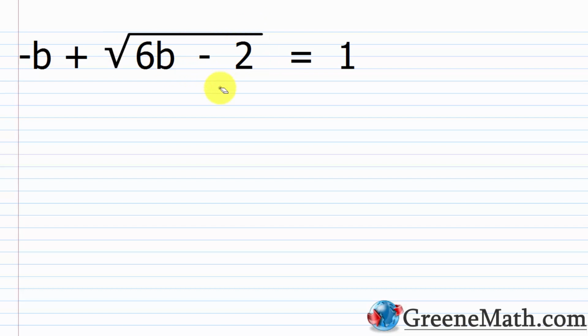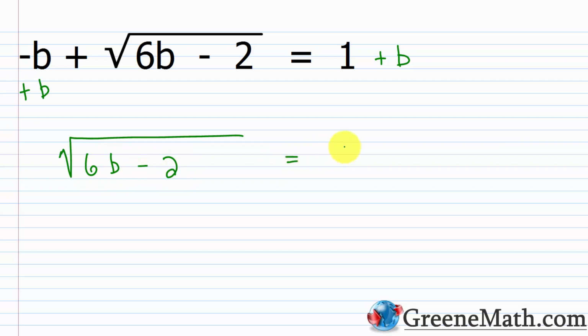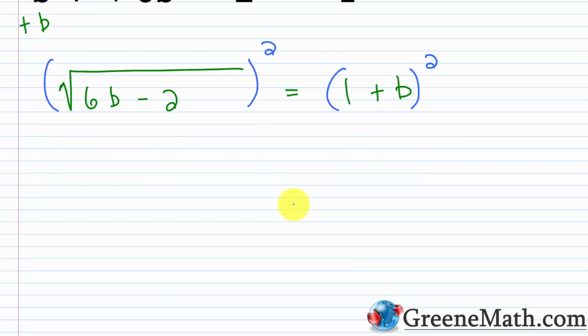So what I want to do, again, I want to isolate the radical. So I'm just going to add b to both sides of the equation. And I'm going to end up with the square root of 6b minus 2 is equal to 1 plus b. Now, if I square both sides of the equation, I'm going to get rid of the radical. So this is going to cancel with this, and I'm going to have 6b minus 2.